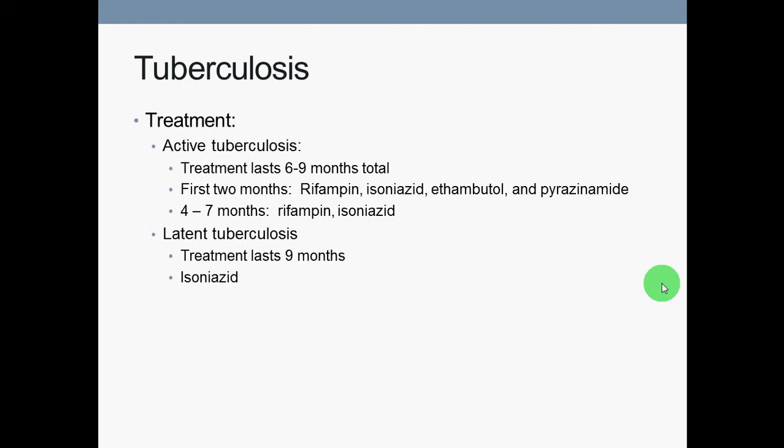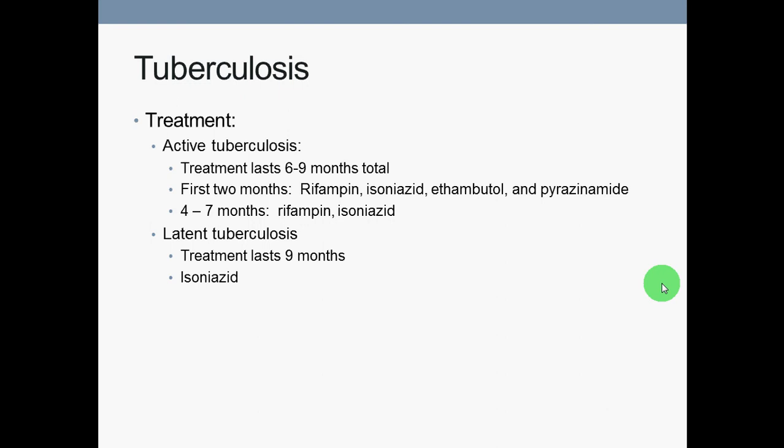But typically for the first 2 months, a 4-drug cocktail is used. The 4 drugs that are typically used are rifampin, isoniazid, ethambutol, and pyrazinamide. After those 2 months are over, we go down to 2 drugs, which are rifampin and isoniazid. Rifampin and isoniazid are considered first-line treatments for TB.